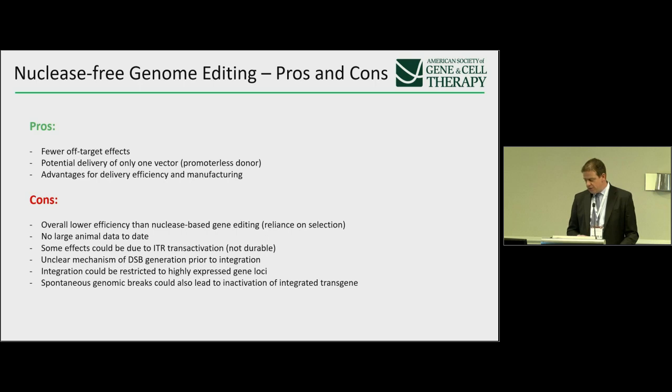There's the problem of the unclear double-strand break generation prior to integration, and especially the R-loop idea would really only apply to highly transcribed loci. That means your gene editing will be applicable only to very few loci in the genome. And finally, what can happen once can happen twice. That means a spontaneous break in that area could potentially inactivate your transgene. So the summary is that a lot of work could be done and has to be done to make this fulfill its full potential.